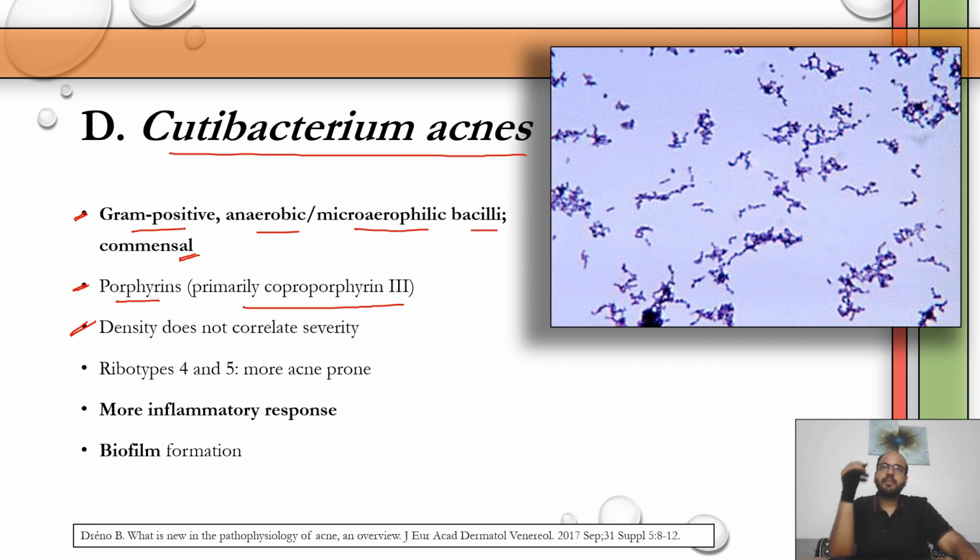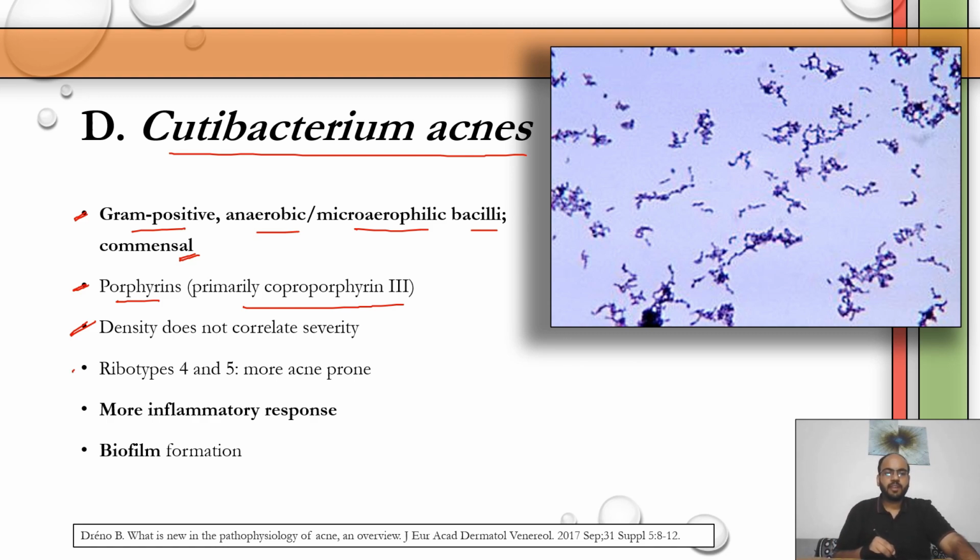Okay, and why is that? Because acne is a multifactorial inflammatory disorder. You don't have to blame just Cutibacterium acnes. Other factors are also playing a role. So the density does not correlate with severity. Okay, so if you're adding antibiotics in your regimen, make sure you couple it with a non-antibiotic modality also. The best action is to couple it with benzoyl peroxide or retinoids as per your convenience.